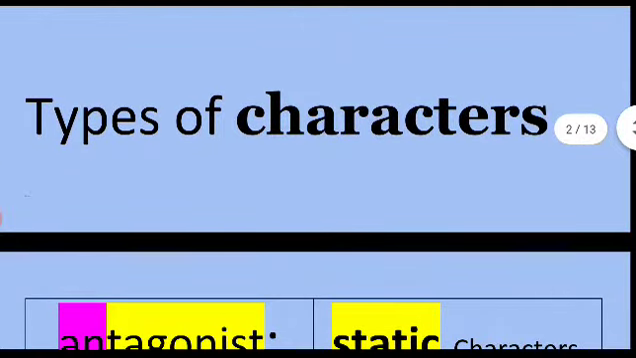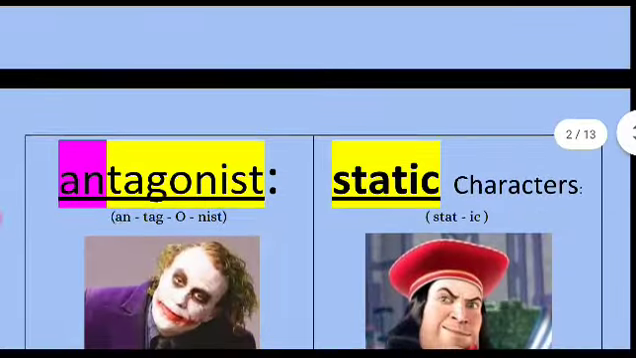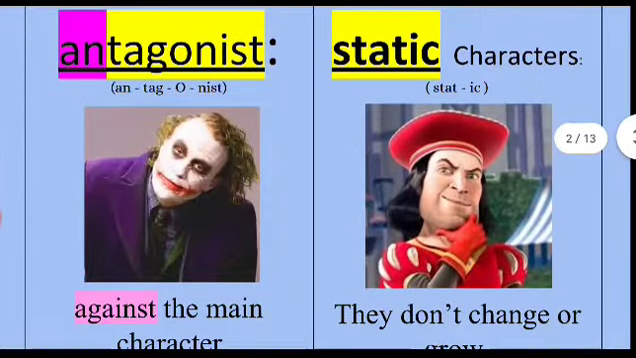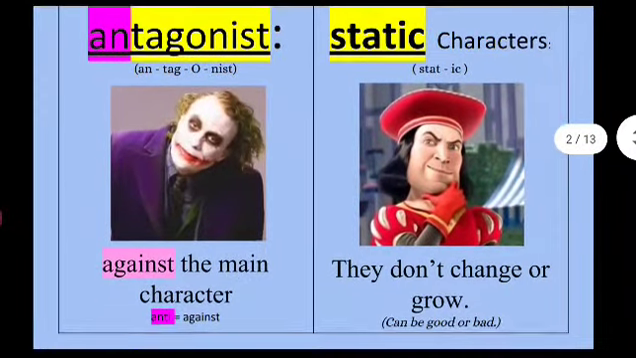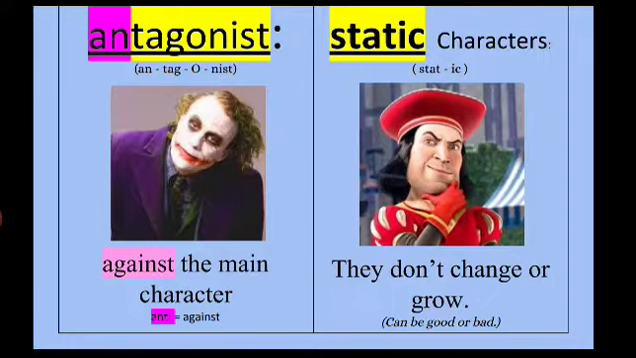So now we're going to learn about the different types of characters that you see in a story. So first off is what is called an antagonist. Antagonist, and whenever I have something in parentheses broken down underneath like that, that's just my way of helping you pronounce the word in case it is new to you. So antagonist, antagonist. So an antagonist is someone who is against the main character.